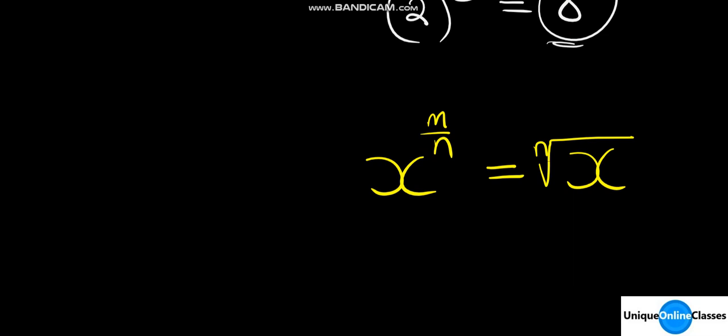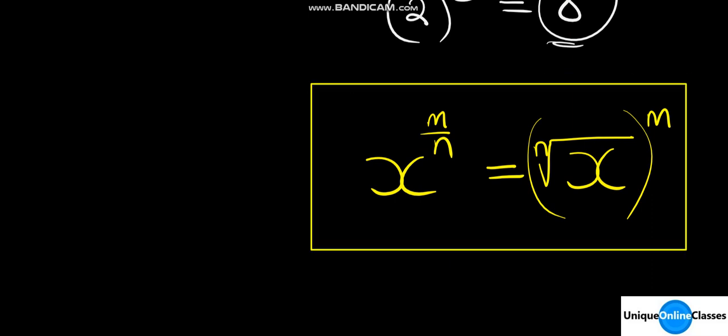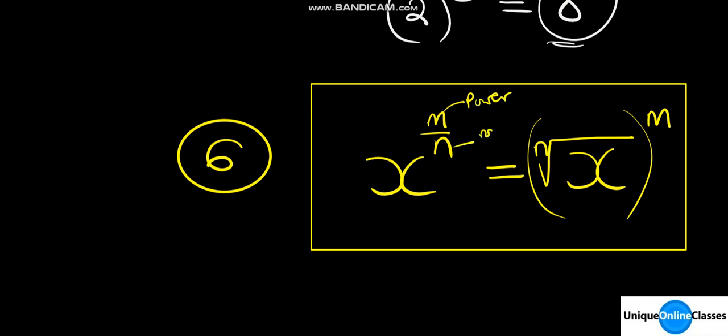Quantity of that root will be n, then raised to the power m. This is the rule of indices, and I'm labeling that one as number 6. The numerator, that's our power, and the denominator, that's our root, the magnitude of our root.